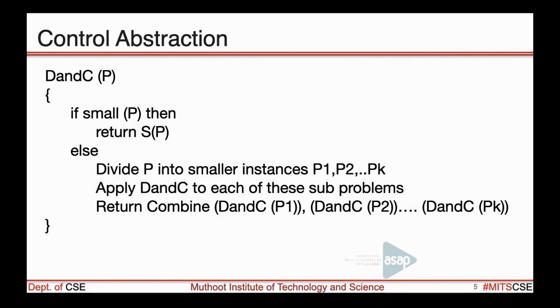Else, divide the problem P into smaller problems, P1, P2, etc. up to Pk. And apply divide and conquer to each of these subproblems. That is a recursive call. And combine the solutions of divide and conquer of P1, P2, etc. up to Pk, so that you get the solution of the entire problem. So this is the control abstraction of divide and conquer strategy. Okay.